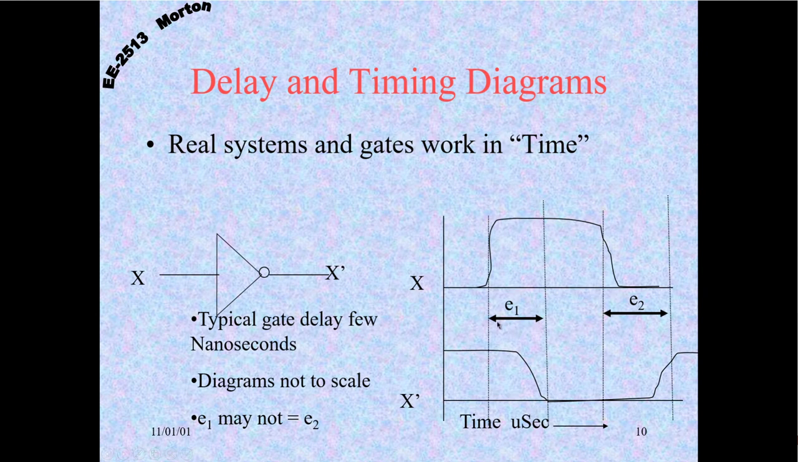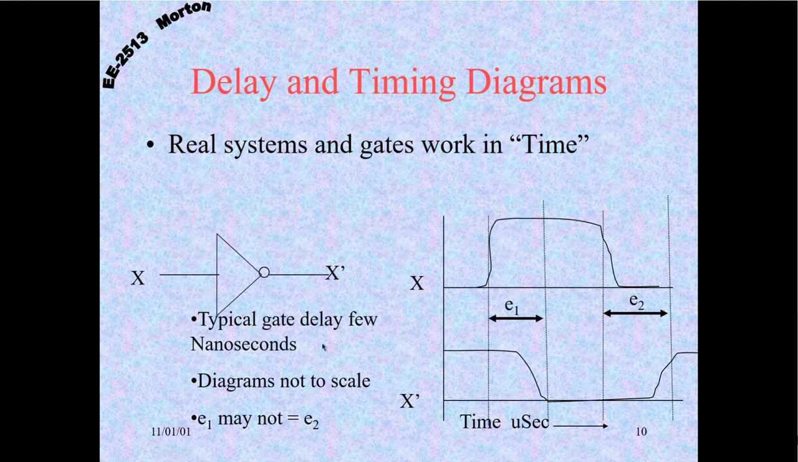So in this case, the input X goes from 0 to 1. Now notice, we don't even label these things. You just assume that this is high voltage and that's low voltage. And whatever voltage your part's running at, some low volt parts may be at 3.3 or 1.8, some others may be at 5 volts. You have to look in the data sheet.